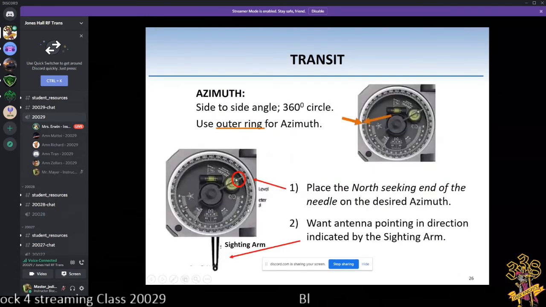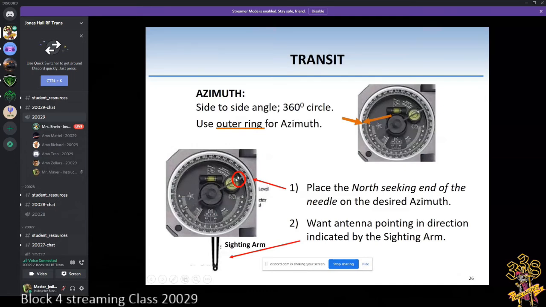Here's what the transit looks like. You have two levels. One's a bar level, and you have this circular level. This is called a sighting arm. Now, this circle level, when the bubble's in the middle, that just means that you are holding the transit level. Okay? It lets you know you're holding it level. And you need to hold it level because here is your needle.